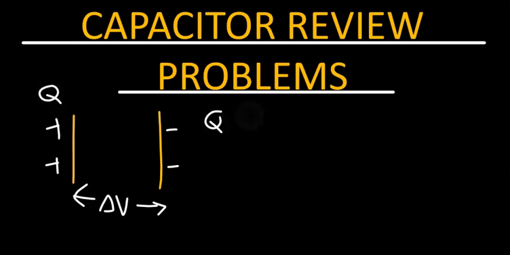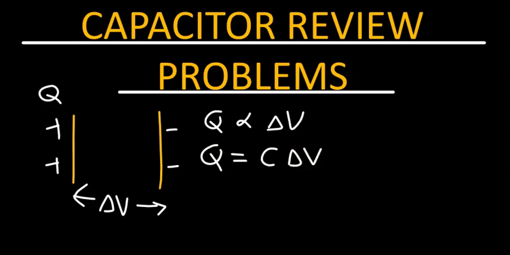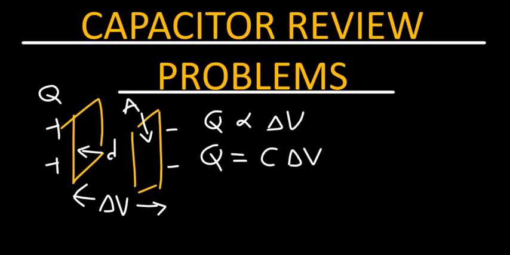So Q is proportional to delta V, and the proportionality constant is what is known as the capacitance of this capacitor. So assume that this parallel plate capacitor has the following dimensions. The area of the plates is, let's say, A, and the distance between the plates, let's call it D. Let's assume that the region between the plates is filled with a dielectric constant K.